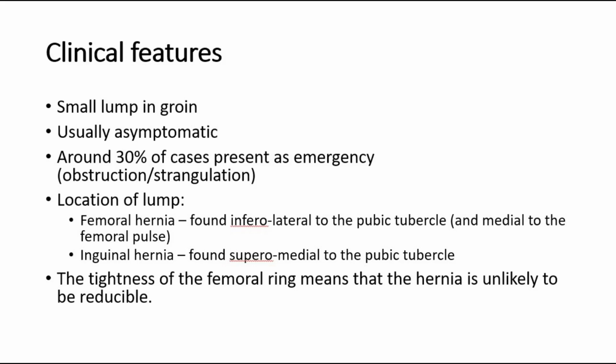It is important to identify the exact location of the lump in the groin in order to decide which type of hernia is present. We can differentiate femoral hernia from inguinal hernia by looking at the location of the lump. Femoral hernia is found inferolateral to the pubic tubercle and medial to the femoral pulse, whereas inguinal hernia is superomedial to the pubic tubercle, and femoral hernia is usually irreducible due to the tightness of the femoral ring.